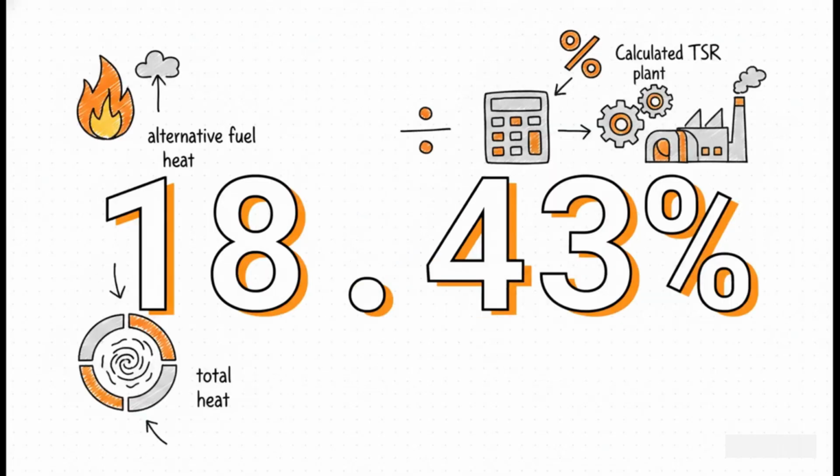And now for the moment of truth, step 3. We take our alternative fuel heat, which is 23, and divide it by our total heat, which is 124.8. Multiply that by 100, and boom, we have our calculated plant TSR, 18.43%.